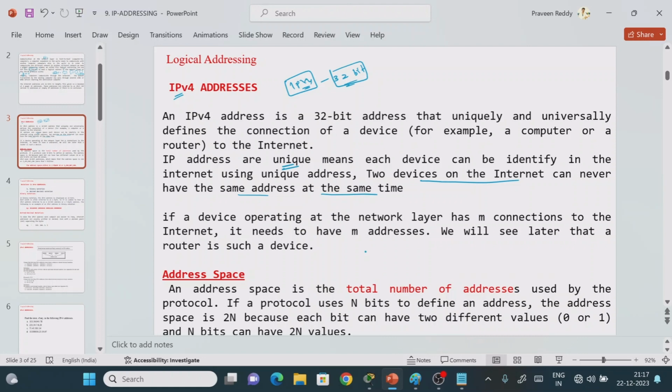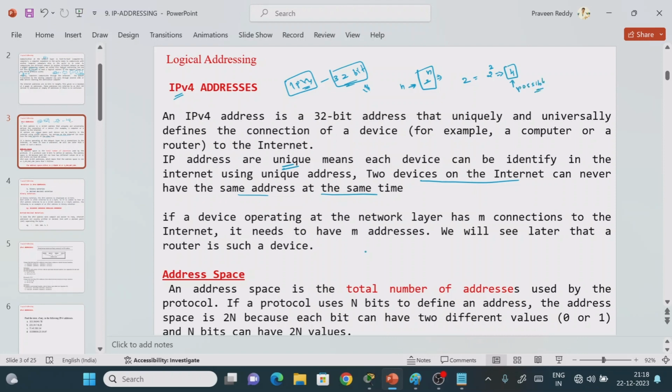Now, how many maximum IP addresses will we be getting? If some n is your number of input bits, then the total number of possibilities is represented as 2 power n. Suppose for example 2 is your input, then the total number of possibilities is 2 power 2. It means we will be getting a maximum of 4 possibilities, right?